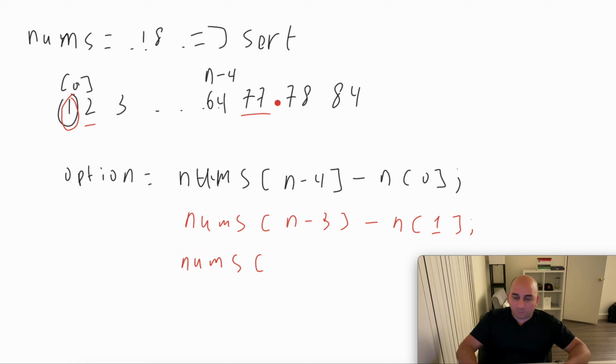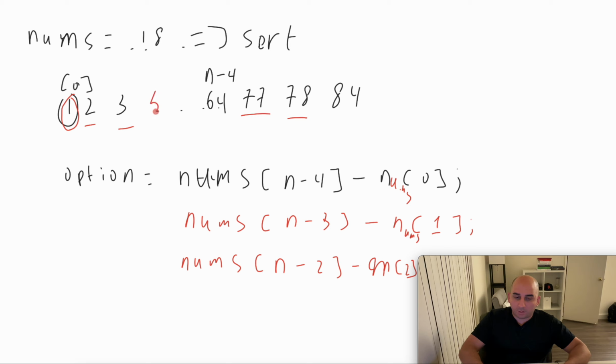So then what's the other option? The other option is that we are taking this element and this element, so nums[n - 2] and nums[2]. And then the last option is that we are taking this element and we are moving that all the way, taking this element.